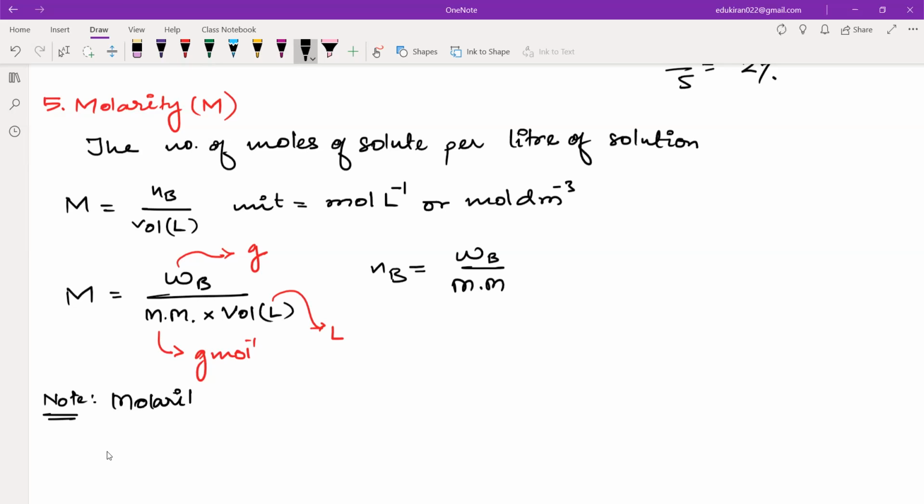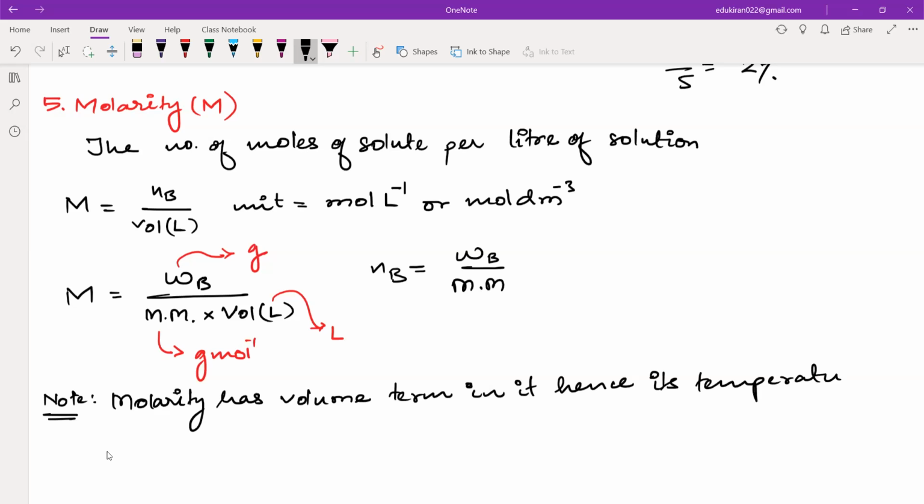Molarity has volume term in it. Hence, it is temperature dependent. Okay, as you know, if you increase the temperature of any liquid, then what is going to happen? It will expand a bit, right? So if it expands a bit, the volume will get changed. And that is why the molarity of the solution will also get changed. That is why it is not a preferred way of writing the concentration term.